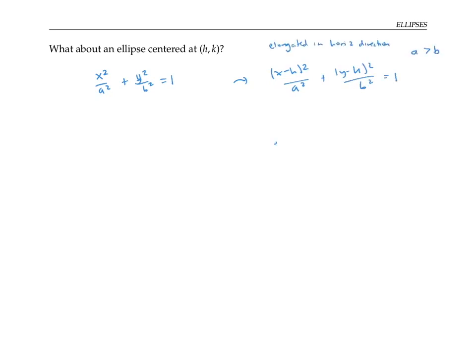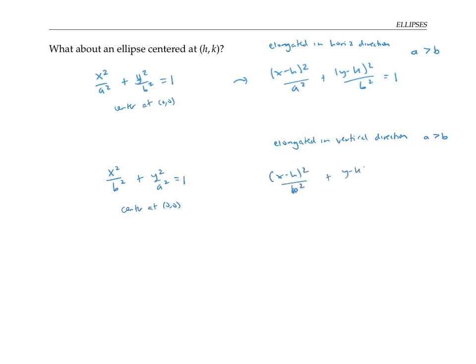If we want an ellipse elongated in the vertical direction, we'll still take a bigger than b, but we'll reverse the roles of x and y, so this becomes x squared over b squared plus y squared over a squared equals 1 for the center at the origin. And to shift it over, we get (x minus h) squared over b squared plus (y minus k) squared over a squared. I'll draw some pictures below.